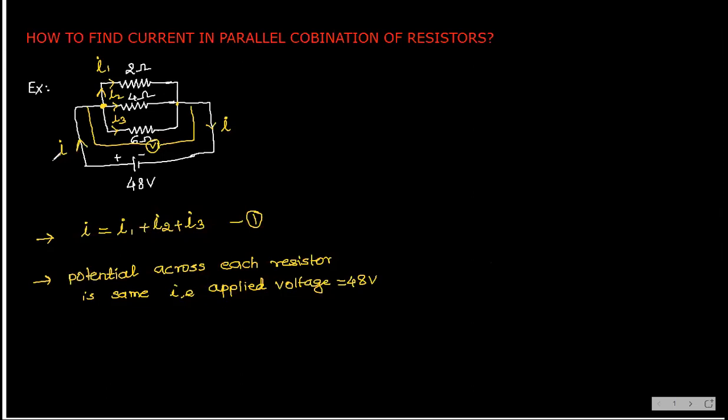Now, first, I want to find this I, and then I will go for I1, I2, and I3. So first I will find out Rp, parallel resistance. Net resistance I will find first. Now here three resistances are in parallel. So therefore 1 by Rp is equal to 1 by 2 plus 1 by 4 plus 1 by 6.